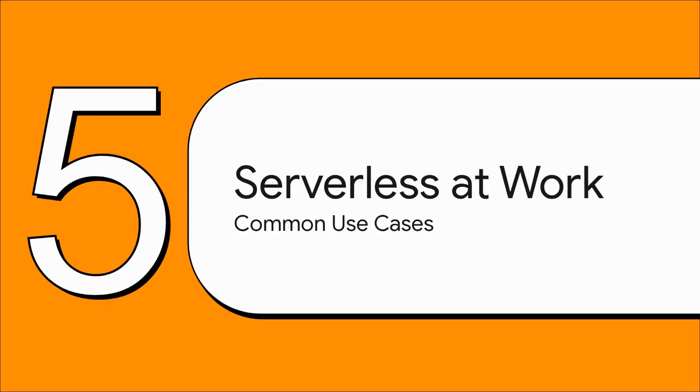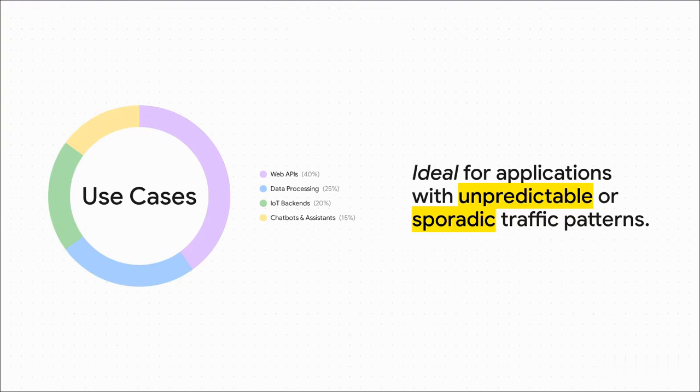All right, so now that we know the good, the bad, and the cold starts, where does serverless actually shine? Let's look at the common places where this technology is making a huge impact. This is really where the rubber meets the road. Serverless is amazing for web APIs that have spiky, unpredictable traffic. It's a natural fit for data processing, jobs that just need to run whenever new data shows up. And it's perfect for things like IoT devices sending back sensor data, or for the back end of a chatbot where you have these short, sporadic bursts of activity.